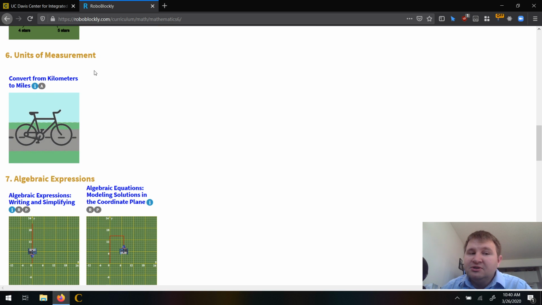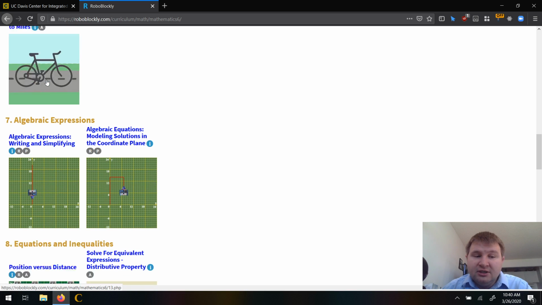Moving along, we also have a section on percents for drawing pie charts with percentages. We go into units of measurement, so converting, in this case, between kilometers and miles, but it could easily be expanded to any kind of unit conversion.